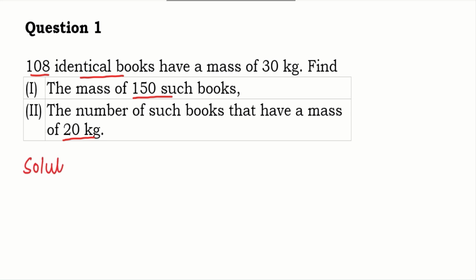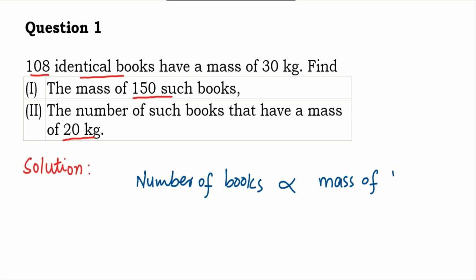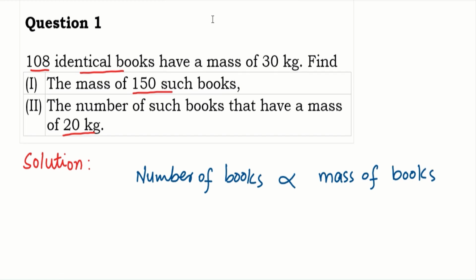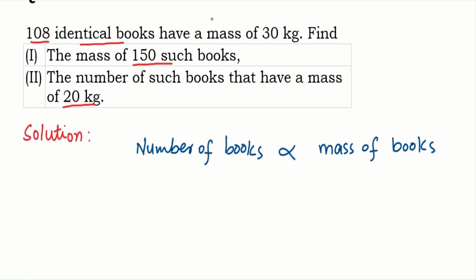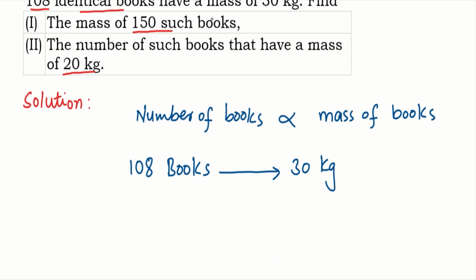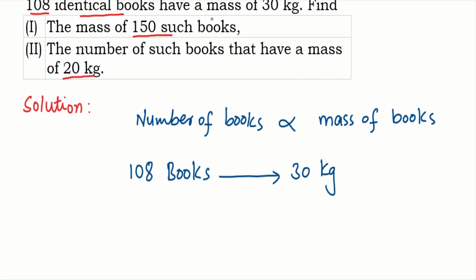So solution, the number of books are directly proportional to the mass of books. The more the number of books are, the more their mass is. So in this question 108 books are given. So 108 books have a mass of 30 kg. We want to know what is the mass of 150 such books.